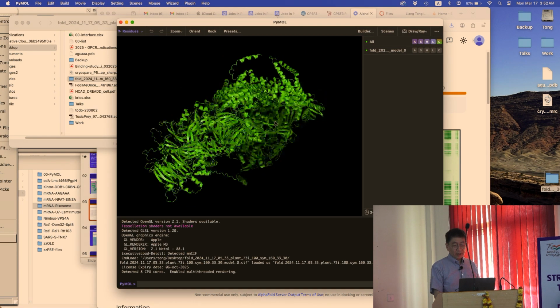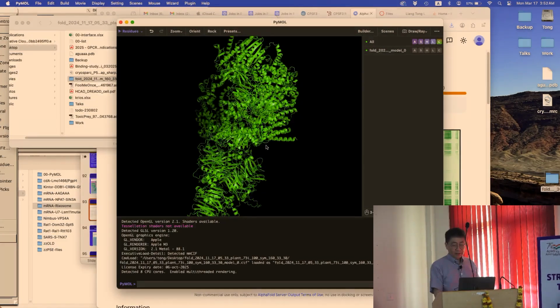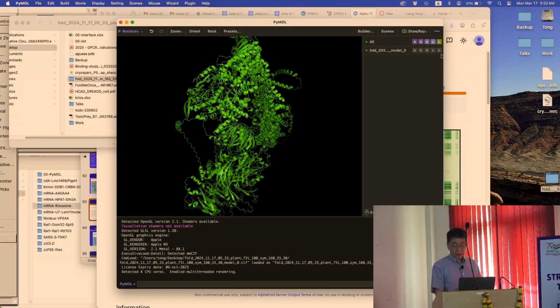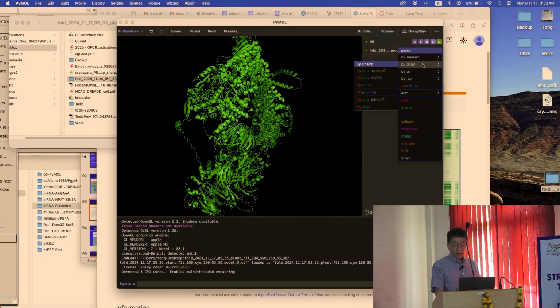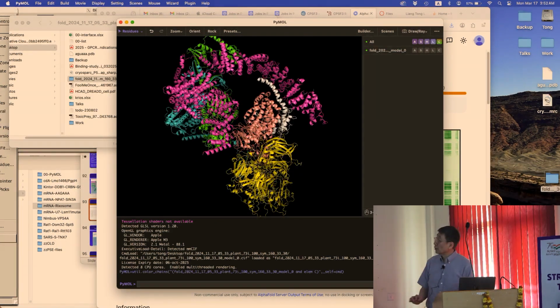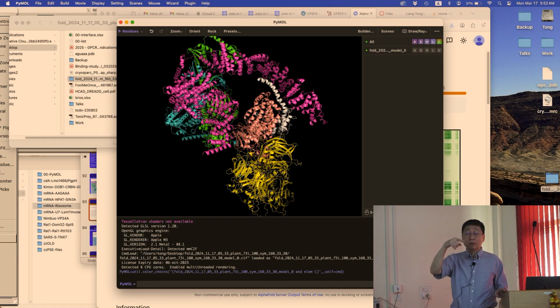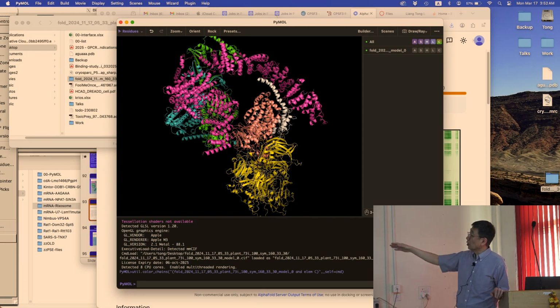So here is the entire model. You can color by chain, and then it shows you 6 different chains. Can you see okay in the back? Yeah? Okay. So it gives you all the structures.